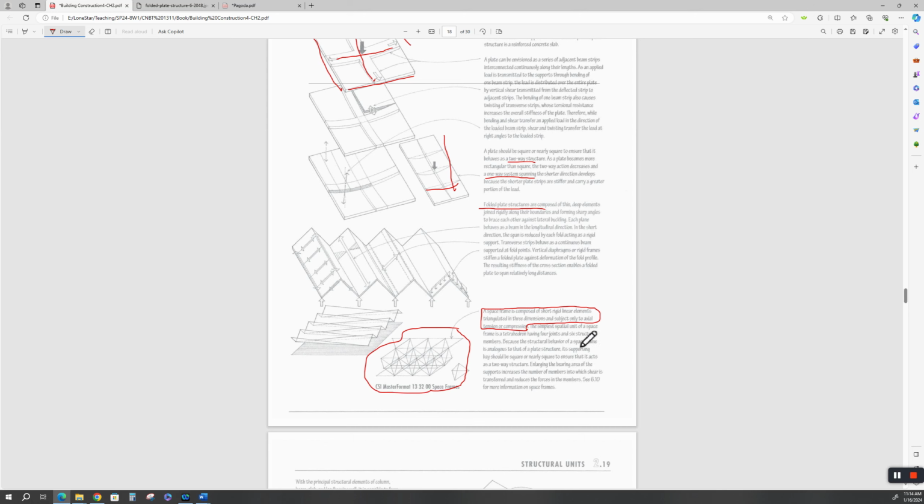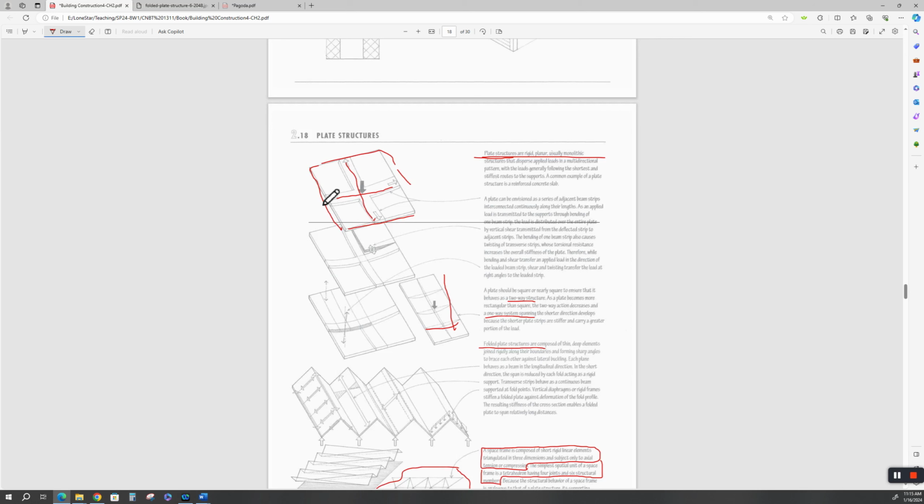The simplest spatial unit of a space frame is a tetrahedron having 4 joints and 6 structural members. Now that's beyond the elements of this course, but that is the structural mechanics of how it works, because the structural behavior of a space frame is analogous to that of a plate structure. Its supporting bay should be square or nearly square to ensure that it acts as a two-way structure.